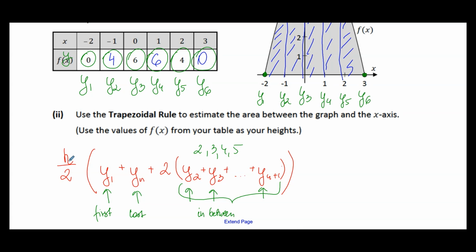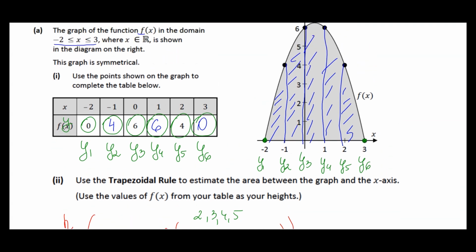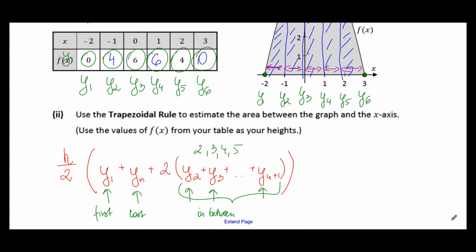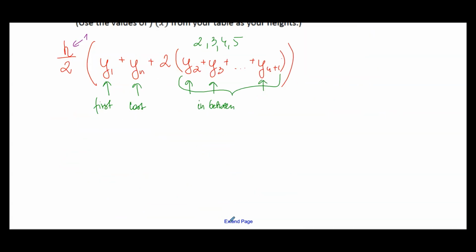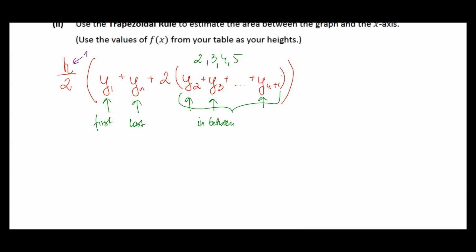Now, what about that h? What does that h mean in our formula? What it means is those equal stripes that you've divided, what is the length of that? That's basically what it's asking. So in our case, the distance between those values will be 1. So now all we have to do is replace those letters with numbers.